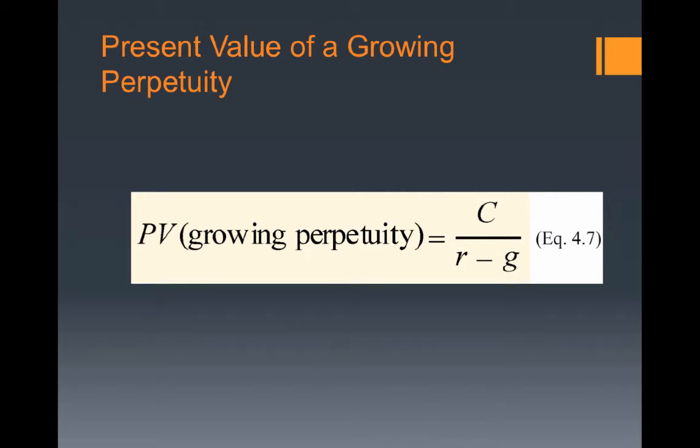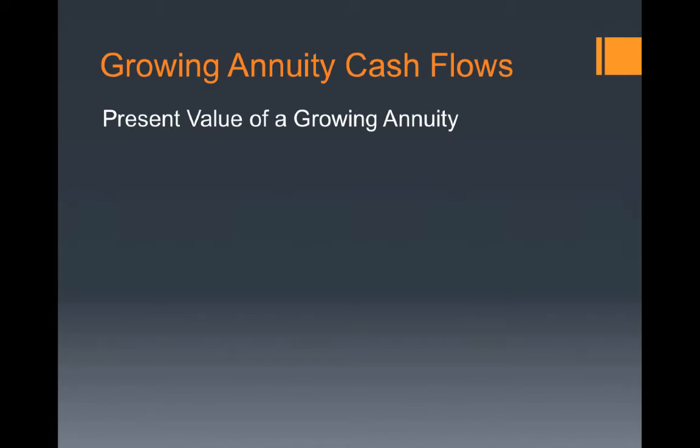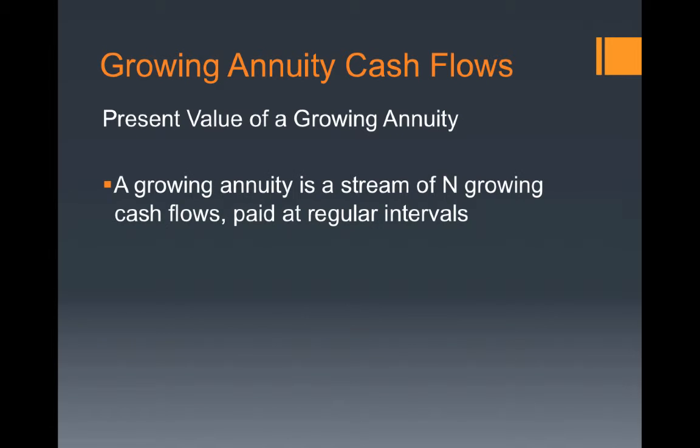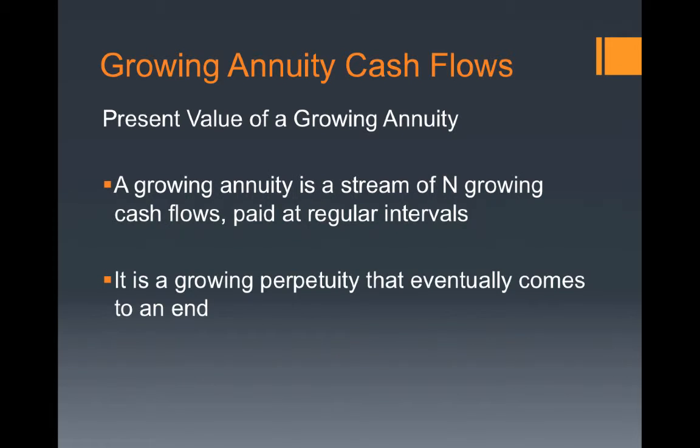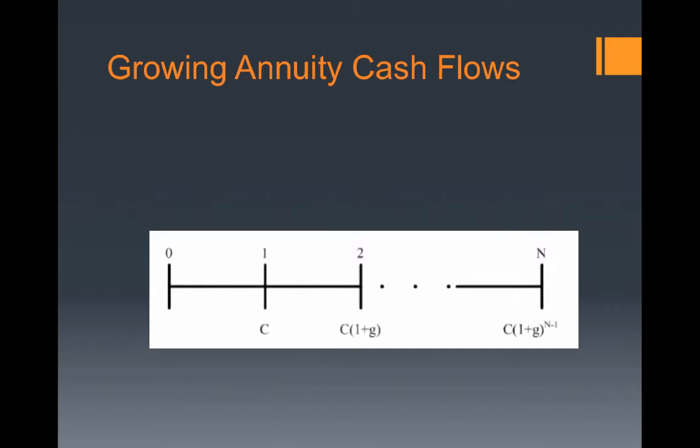We're going to be coming back to this formula again, especially when we value stocks with a constant growth rate. Stocks are growing perpetuities, so we will be looking at those in a future chapter. Now let's look at growing annuities. The present value of a growing annuity is the stream of cash flows paid at regular intervals, but it has a finite life. It comes to an end at a certain point in time.